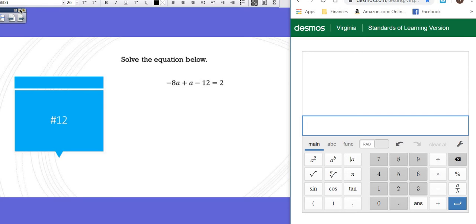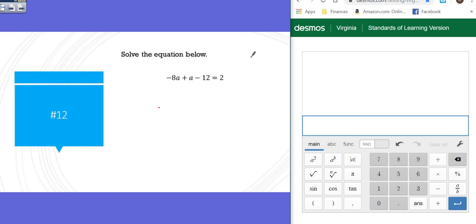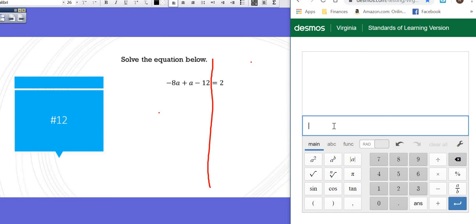So let me go ahead and get my pen back. All right, so let's go right here and draw a line. I'm going to look at that. There is no distribution. There are not variables on both sides, but there's definitely combining like terms. So I'm going to come over to my calculator, and I'm going to start with negative 8. So negative 8, once I get here, negative 8. And then if you notice, that plus a is actually a plus 1, which gives me negative 7a.